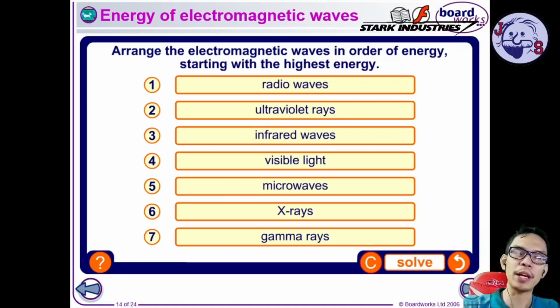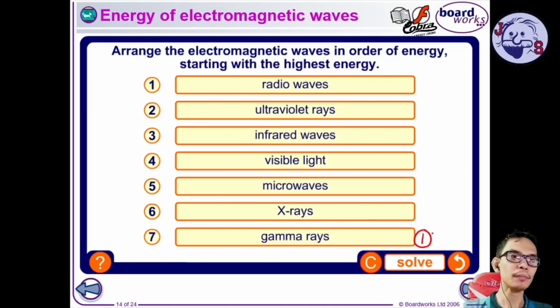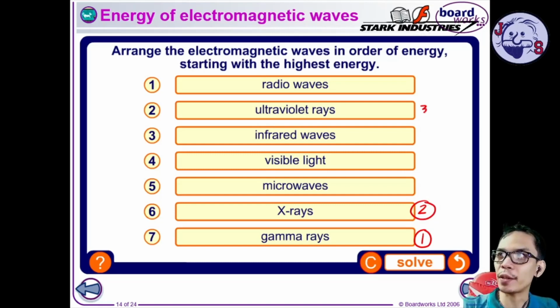In terms of their energy, 1 being the highest and 7 being the lowest. Let's start with the first one. Who is number 1 here? Obviously, we have the gamma rays, followed by X-rays. The third one will be the ultraviolet rays. The fourth one will be the visible light.